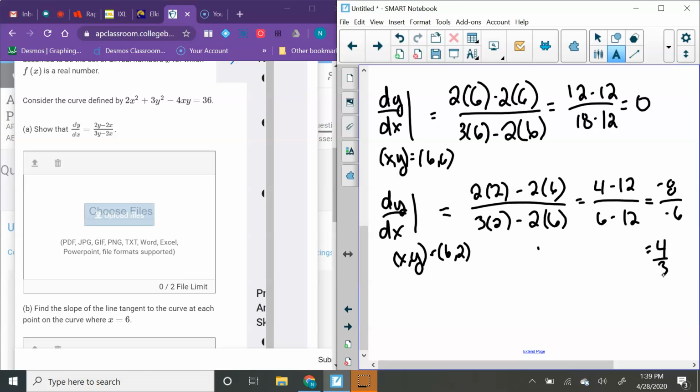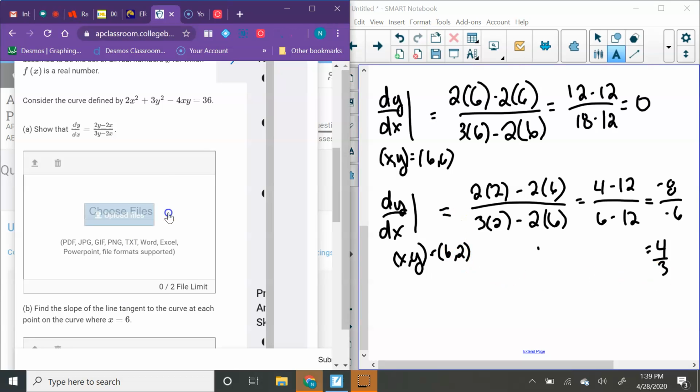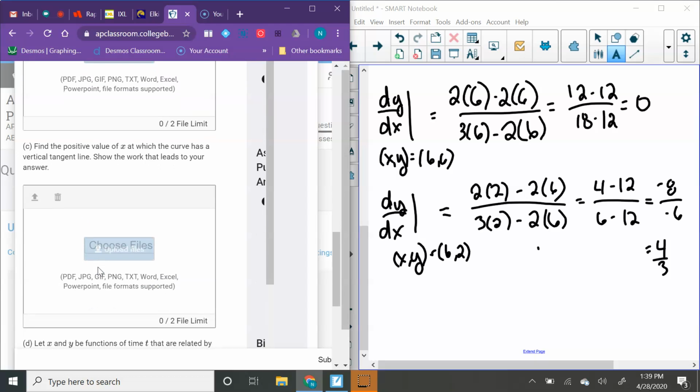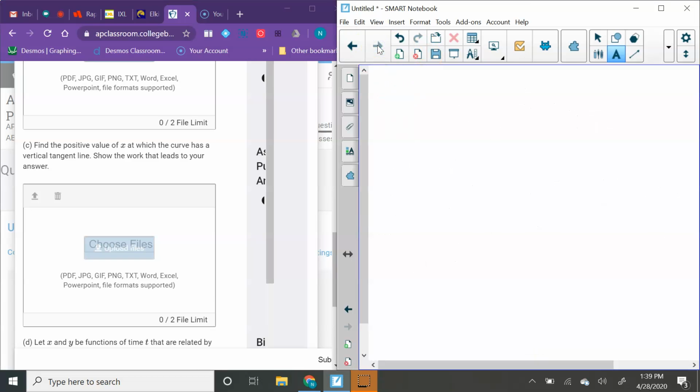And so that is our slope at that point. So we have our two answers for part B. All right, let's continue on. For part C, we want to find the positive value of x at which the curve has a vertical tangent line. Show the work that leads to your answer.